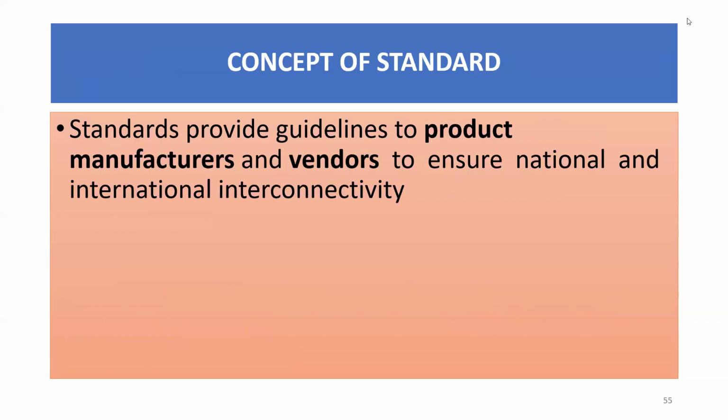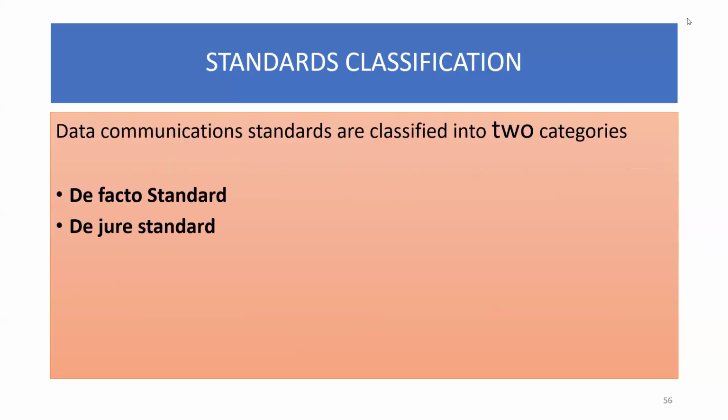Now, there are two main types of standards that are required. We have what we call the de jure standard and the de facto standard. Manufacturers are required to adhere to these standards. These are the two standards that we have.